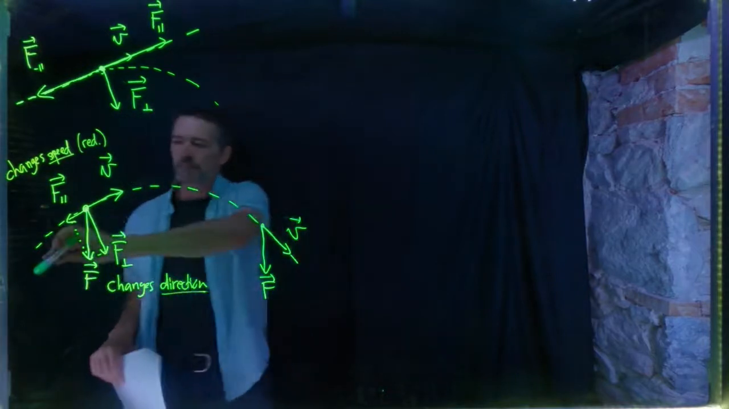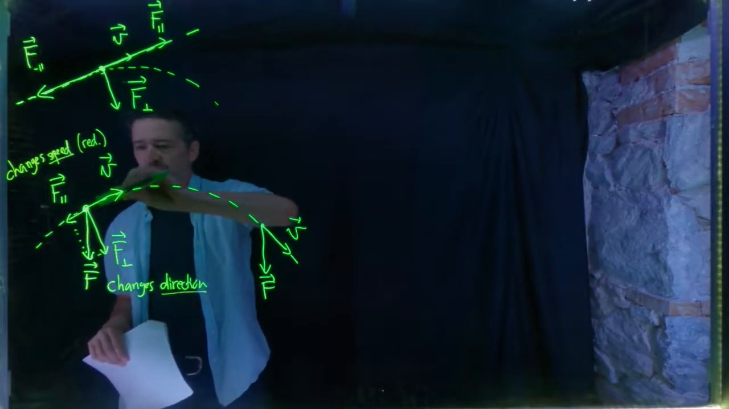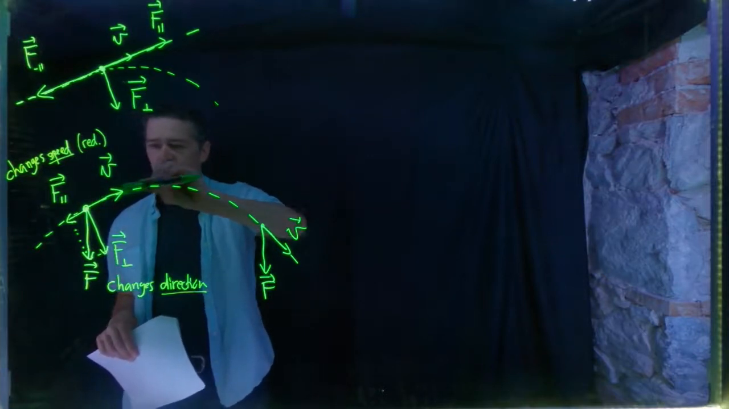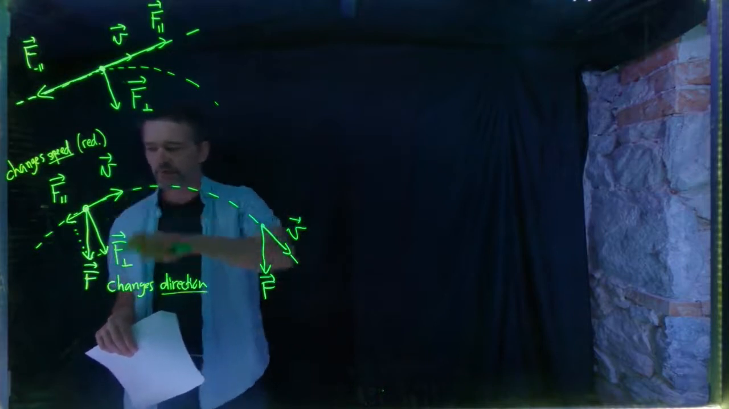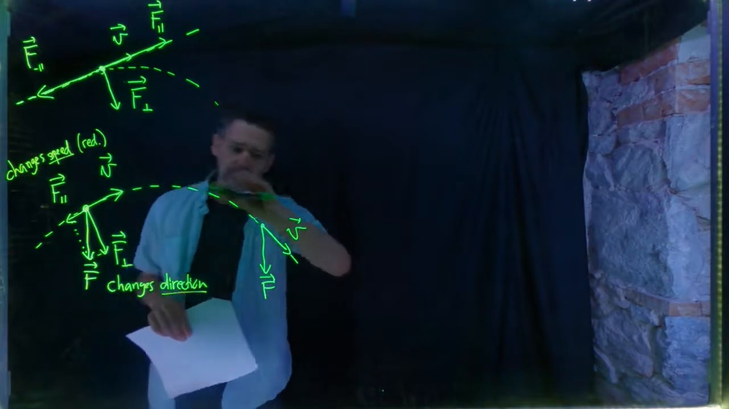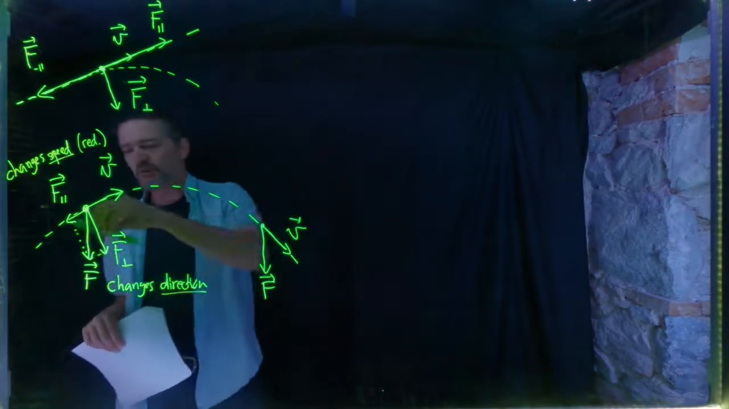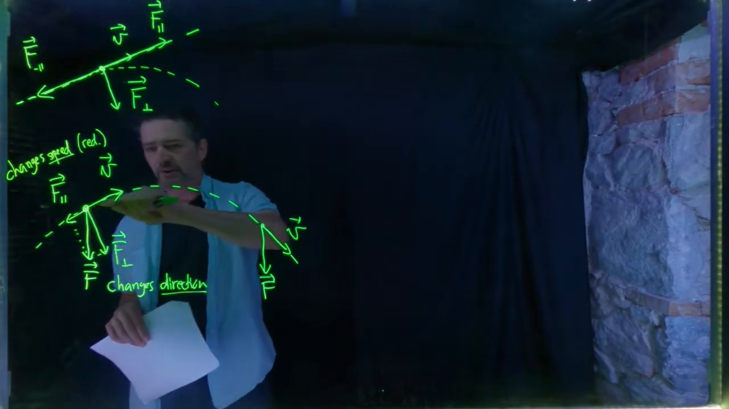And then at this point, the direction is changing. It used to be this way. Next second it'll be here, this way, this way, this way, this way. So this component of the force is rotating the direction of the velocity vector from this direction later on to this direction. It rotated. Okay? And this component of the force is reducing the speed as it goes up and up and up.